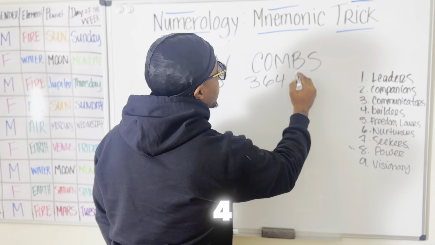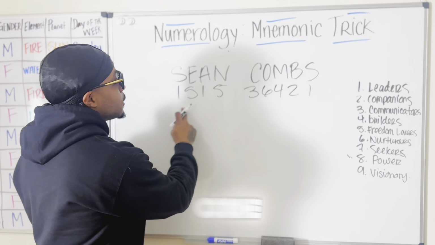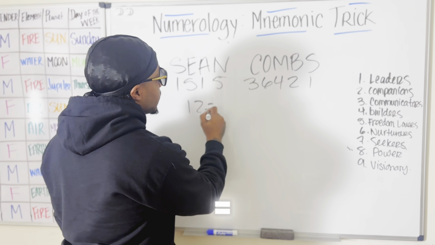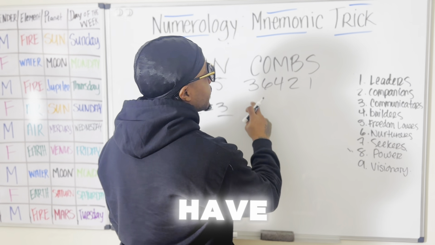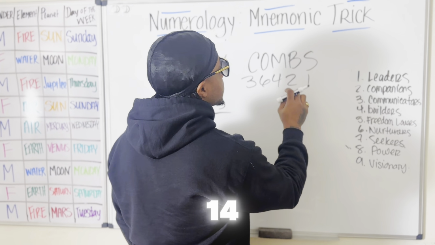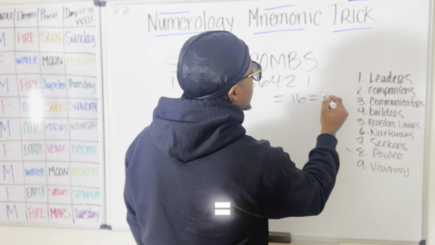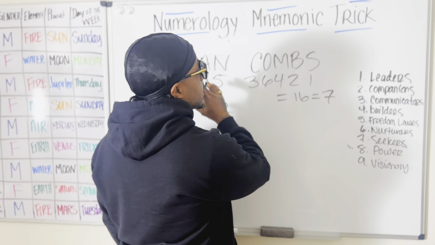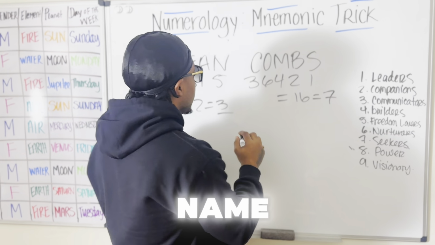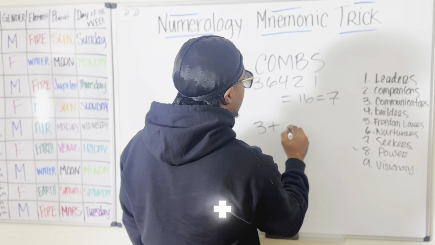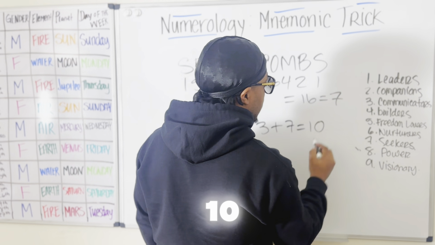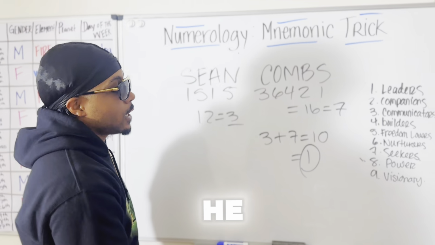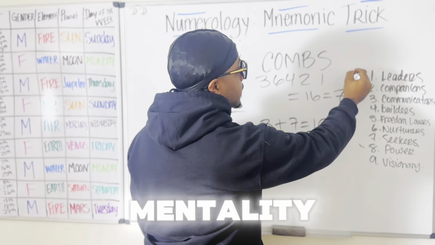3, 6, 4, 2, 1. So right here we have 5, 10, 11, 12 equals 3. Then we have 10, 13, 14, 15, 16 equals 7. So his expression number of his full name will be 3 plus 7 equals 10 equals 1. So he has the leader mentality.